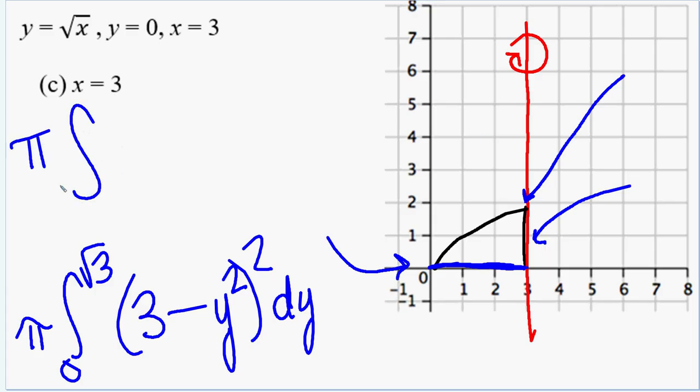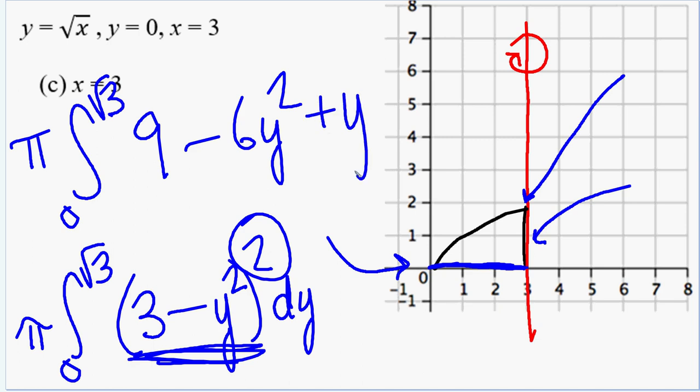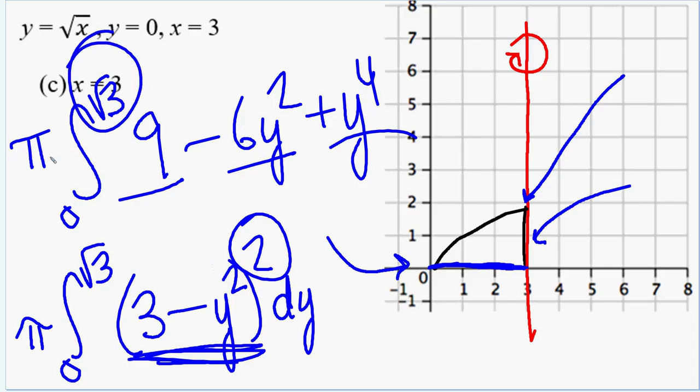Before we move on, I'm just going to do one thing. We've got our pi, 0 to root 3. If I was to FOIL this out, because it is quantity squared, I would have 9 minus 6y squared plus y to the 4th. So then you would antiderive each term separately and evaluate it first at root 3 and then again at 0.